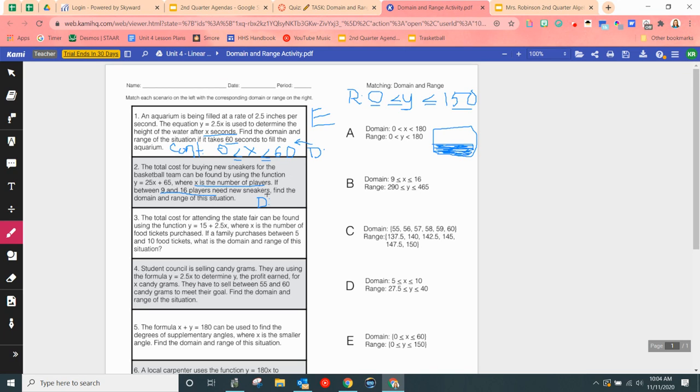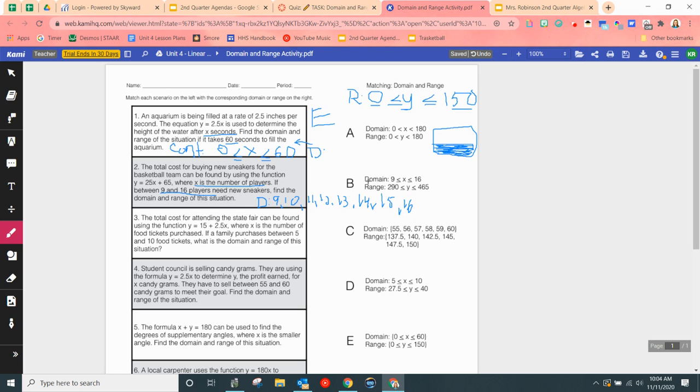So I know, since it's between 9 and 16, I could have 9 players, or I might have 10 players, or I might have 11 players. I could have 12, and you keep going. I could have 13 players, 14. I could have 15 players, or I could have 16 players. So in between 9 and 16.